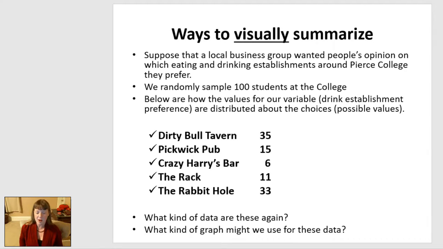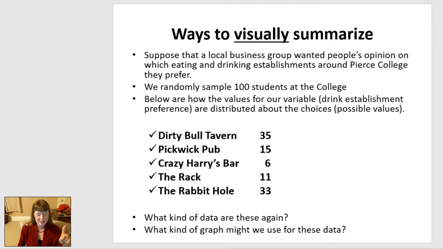And so I decide to grab 100 students from around Pierce College, and I say, here are 5 choices. Tell me which one of these you prefer. And so all 100 of my students are having to choose between one of these various restaurants or pubs. Dirty Bull Tavern, Pickwick Pub, Crazy Harry's Bar, The Rack, or The Rabbit Hole.